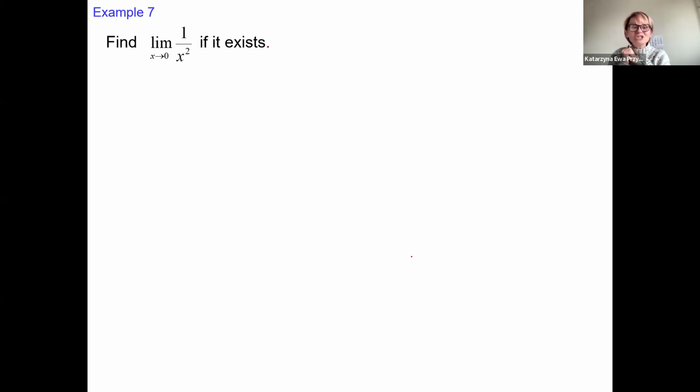Find how the function 1 over x squared behaves as x approaches 0. Basically, find the limit, because x equals 0 is not in the domain. X is not 0. And of course, we have to find out if this exists. Do we know the graph of the function 1 over x squared?